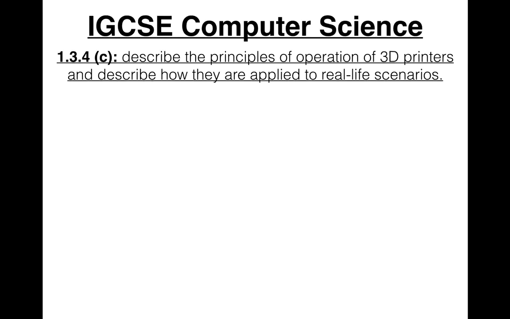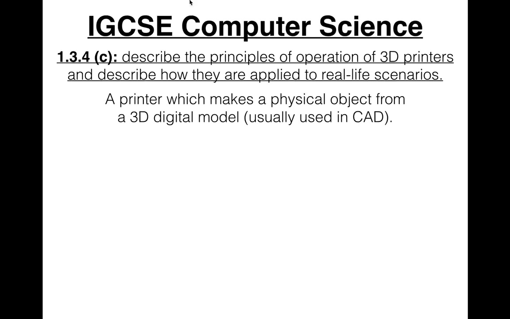IGCSE Computer Science, syllabus statement 1.3.4c, and this video is 3D printers. So a 3D printer is quite a bit different from laser or inkjet printers because instead of printing onto paper, they print objects. So this is the definition. A digital object can be printed or produced.